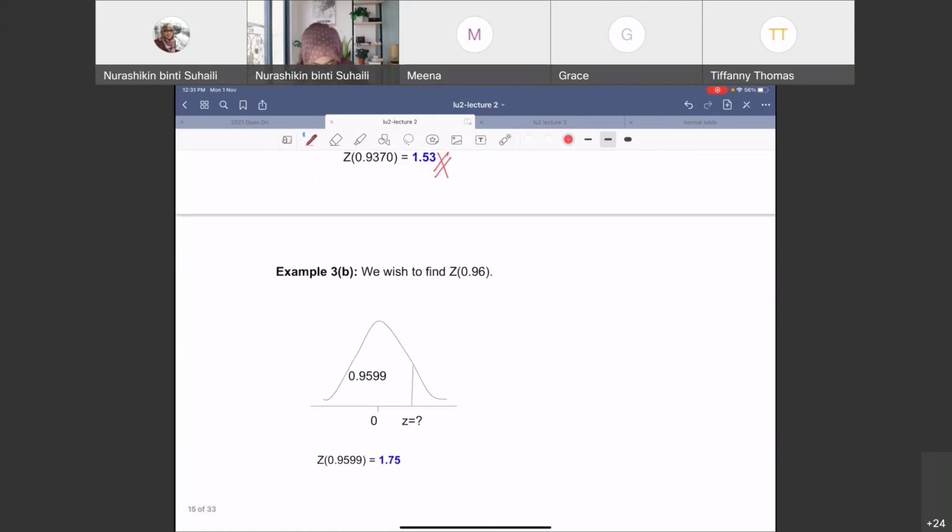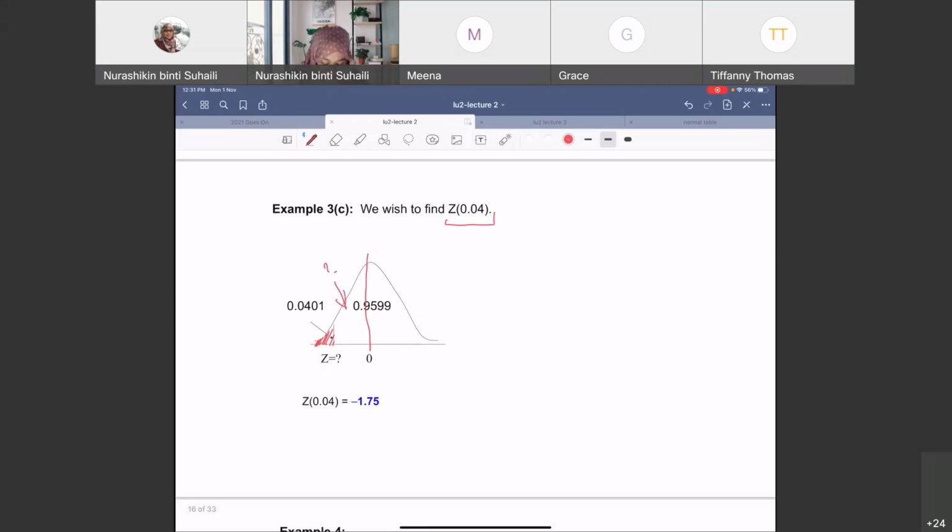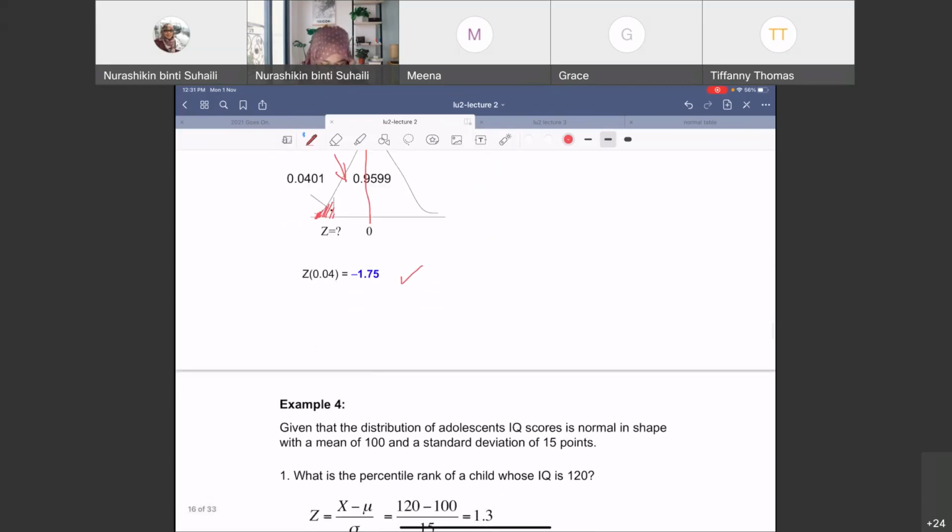This one, we wish to find what's the Z for 0.96. So the same thing, just the value is different. That's how you got the Z value. Okay. So this one, we wish to find Z for 0.04. So it means that it is at this side. You have to think how you want to find the area, how much is this. So that's how you apply the logic. That's what I mean just now. So in this case, it's minus 1.75. Okay.